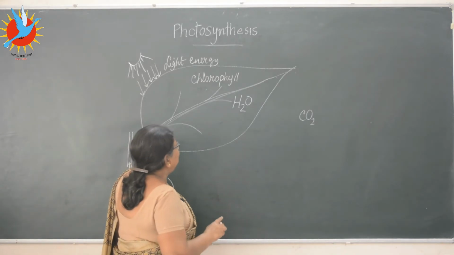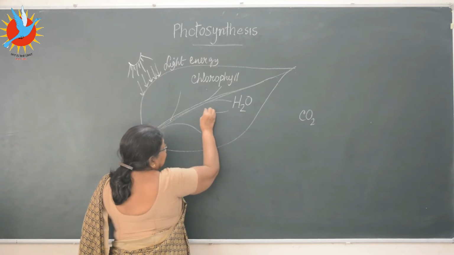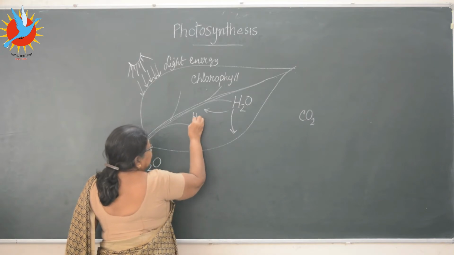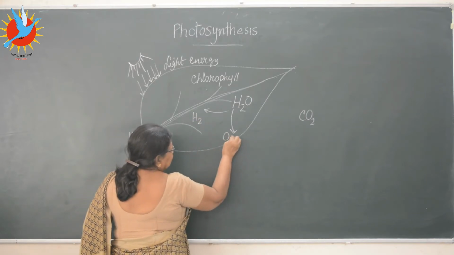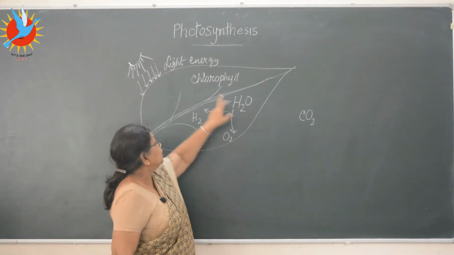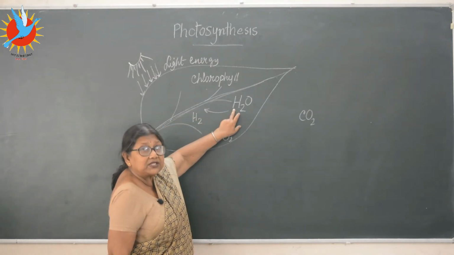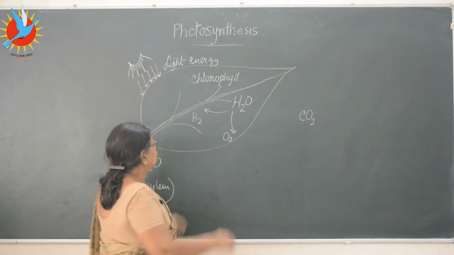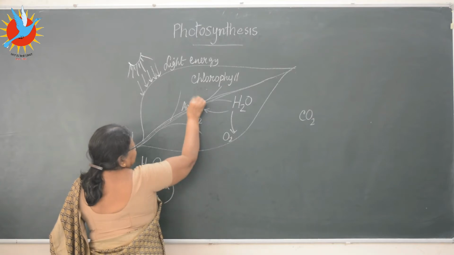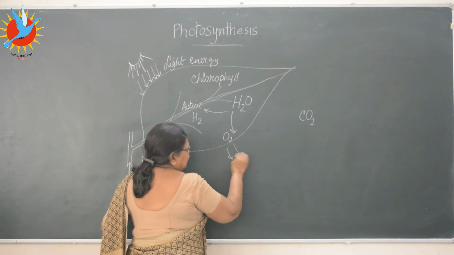Now the third step: that energy which has been used up helps to split up the water into active hydrogen and oxygen. What are the two things in water? One is hydrogen, one is oxygen. So the energy is used to split up, break down this water into hydrogen and oxygen. We write it as active hydrogen. This is the oxygen which is given out to the atmosphere.